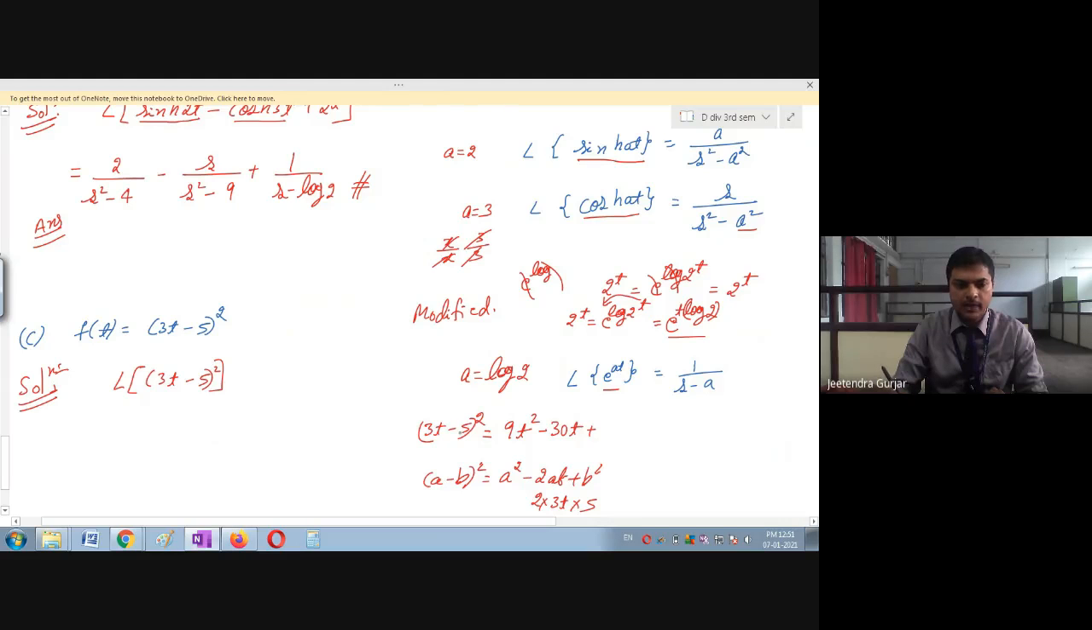Okay, b here we have taken 5. So it is 5 square. 5 square is 25. So what I will write? I will write the Laplace transform of 9t square minus 30t plus 25. Now one can easily see which formula I am going to use.